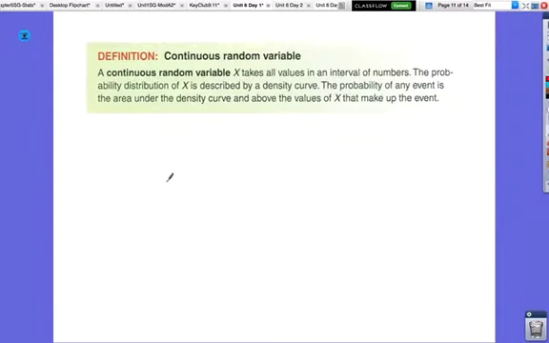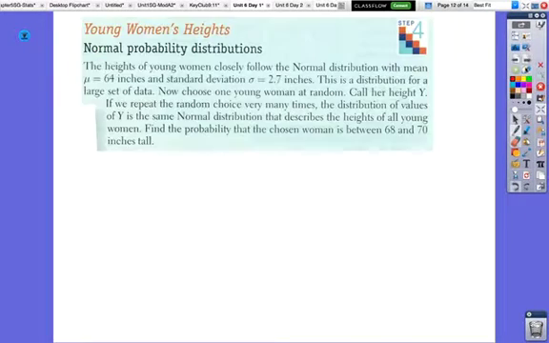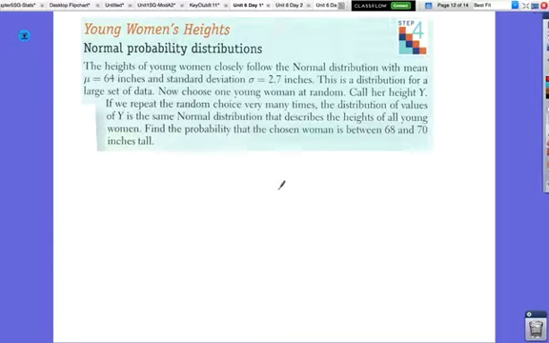A continuous random variable x takes all values in an interval of numbers. The probability distribution of x is described by a density curve. The probability of any event is the area underneath the density curve and above the values of x that make up the event. So this example is about young women's height. So normal probability distributions is basically what we'll be looking at. The heights of young women closely follow the normal distribution with a mean of 64 inches and a standard deviation of 2.7 inches. This is a distribution for a large set of data.